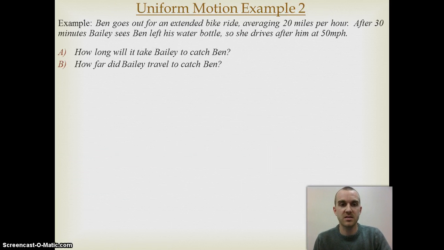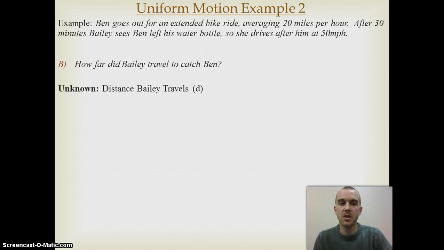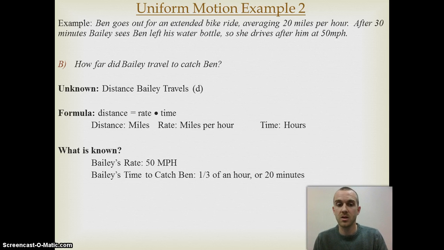Now the other question that was asked is, how far did Bailey travel? Now we know how long she traveled, and now we want to figure out how far. So we can use the distance formula again. We know her speed, and we know her time, which was 1/3 of an hour. If we put those pieces together, we can figure out how far she traveled. So 50 times 1/3 for that 1/3 of an hour. Again, we can't use 20 minutes because 50 is in hours. So we have to use the 1/3 of an hour. And that gives us 50 thirds, which we simplify and get to 16 2/3 miles.